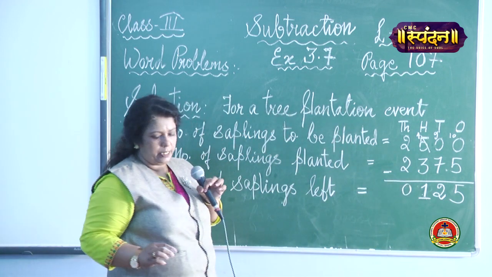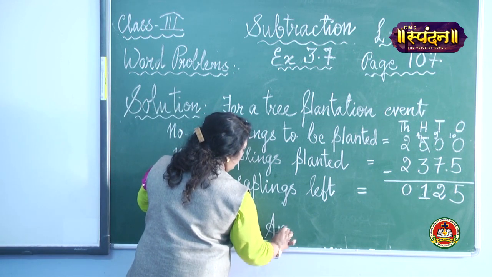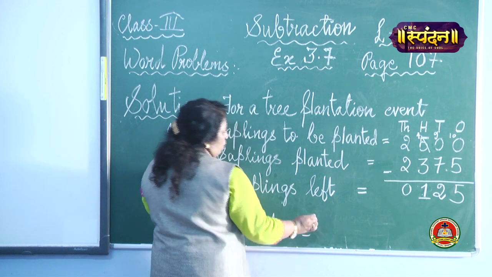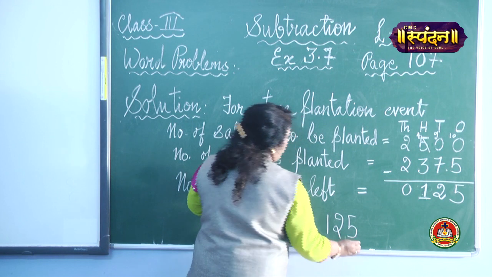So, what will be your answer? Your answer will be 125 saplings left.